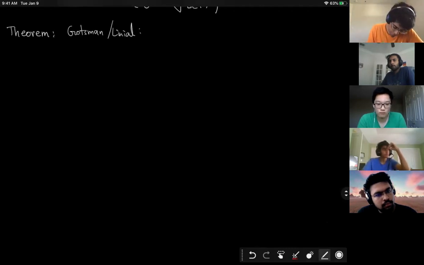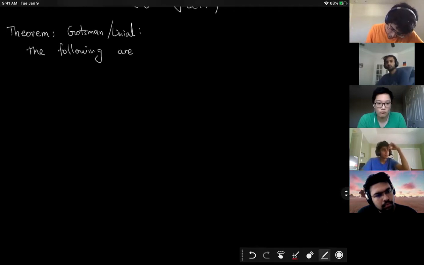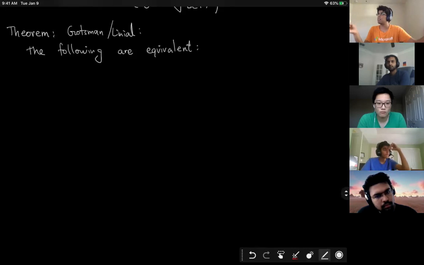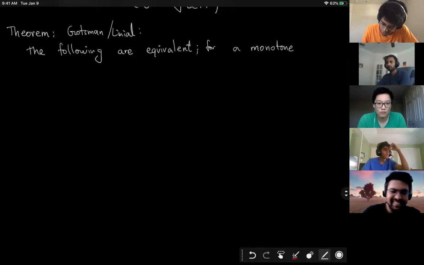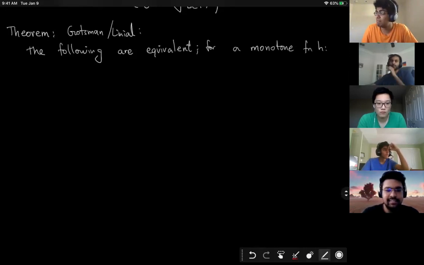Okay, so it says that these two sentences that I'm about to write are equivalent, which means they imply each other. One is true, the other is too. For a monotone function h from the naturals to the reals.